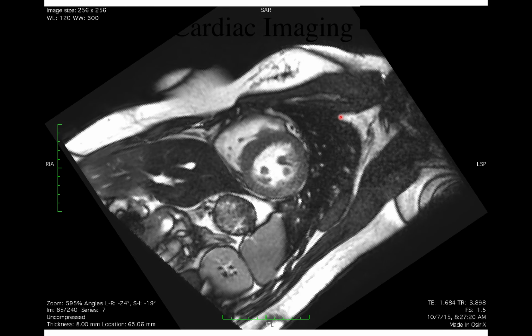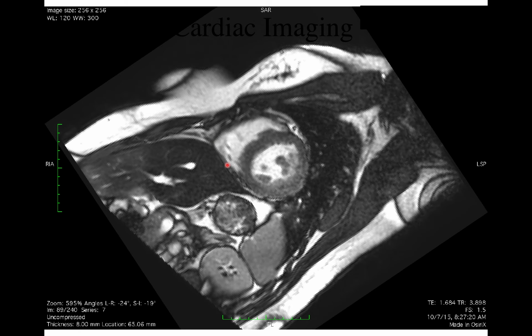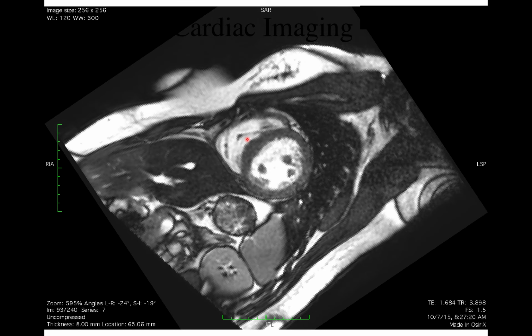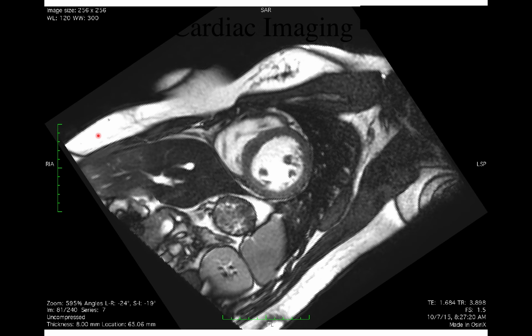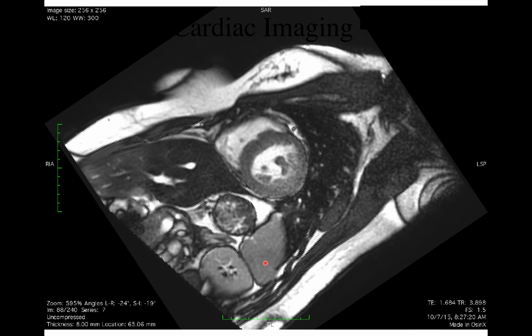And so this is the left ventricle ejecting blood out the aorta. This is the right ventricle ejecting blood out the pulmonary artery to the lungs. Right? Chest wall. The white stuff here is fat. This is fat. And this is liver.